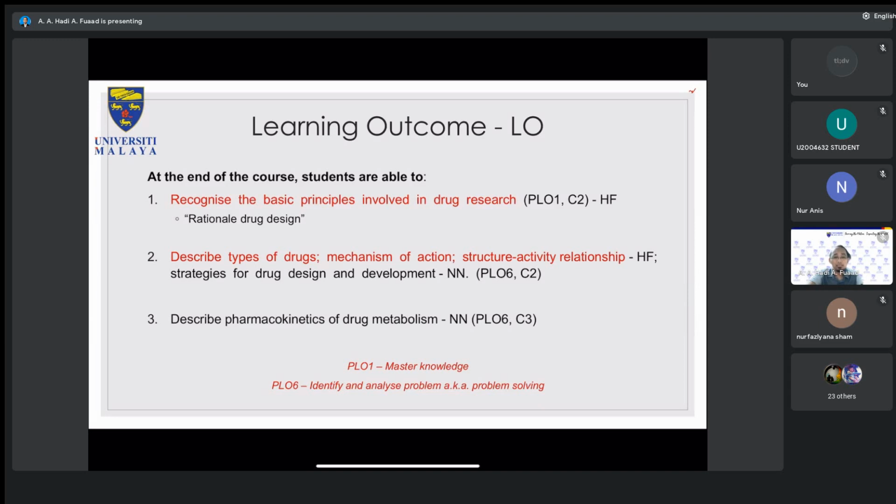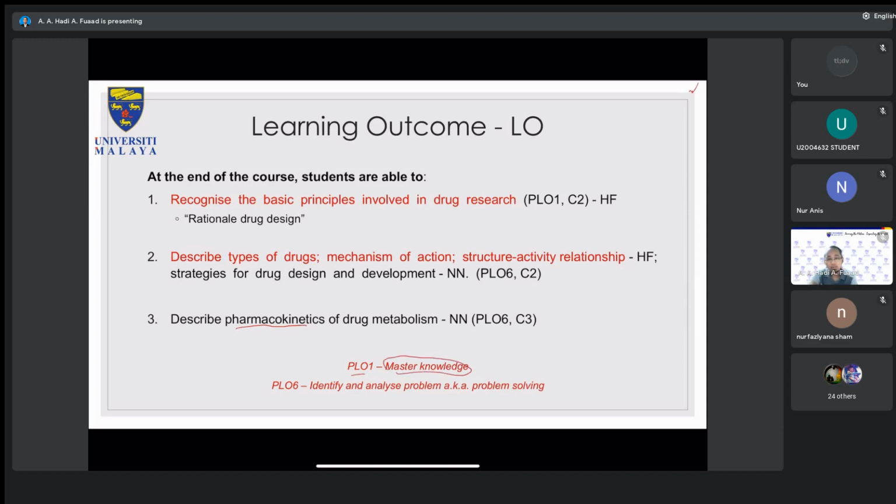Then number 3, which will be covered by Dr. Diana, is basically the pharmacokinetics of drug metabolism. Normally, if you read research articles or even textbooks about drug research or drug discovery, they always combine the keyword pharmacokinetics with the other one, which is pharmacodynamics. I've covered 1 or 2 slides about pharmacodynamics, but that is something you just need to know, not in very fine detail, like what experiments you can do and so on.